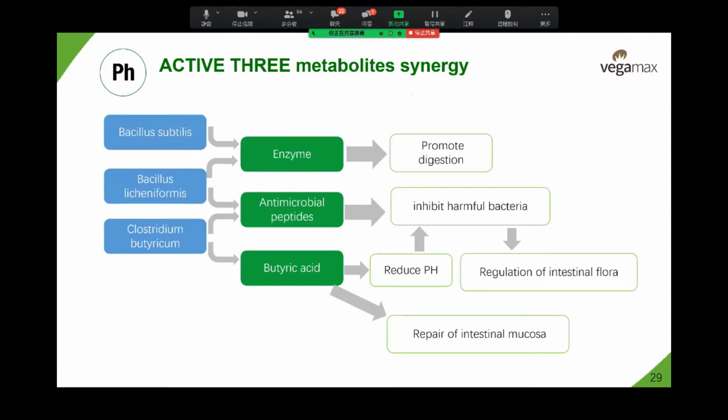And the key to determining the quality of probiotics is the metabolites. After rigorous strain screening, the strains of Oct.25 can respectively produce abundant metabolites and have strong synergy with each other. Bacillus subtilis produces in the small intestine to promote digestion. Nidiformis produces in the midgut and inhibits bacteria. And the Clostridium butyricum produces butyric acid in the hindgut. It can reduce the pH value, regulate the intestinal flora, and repair the intestinal mucosa.